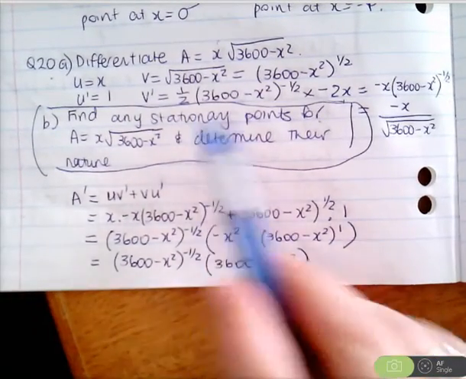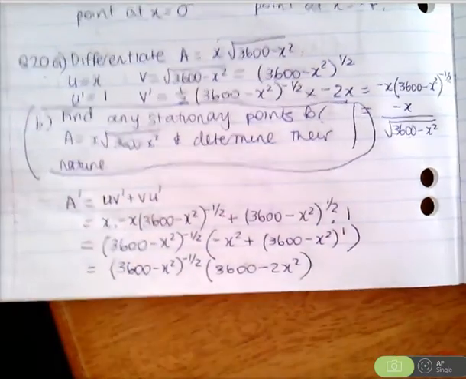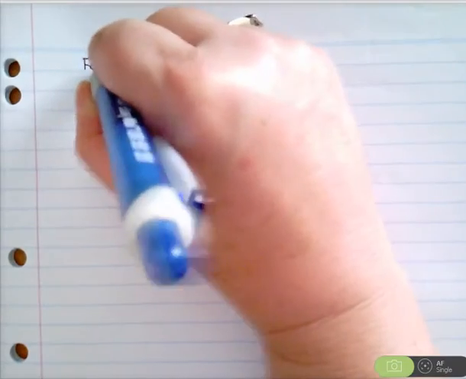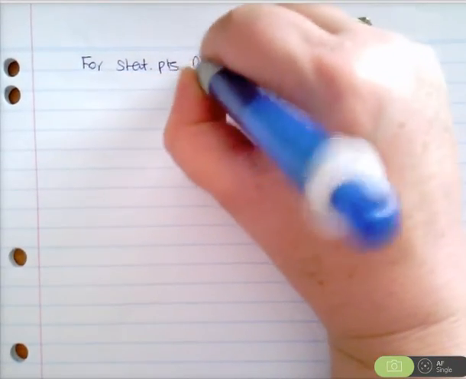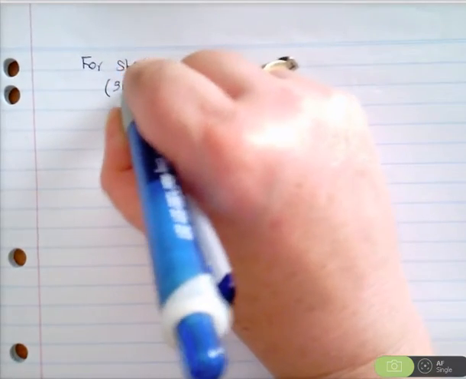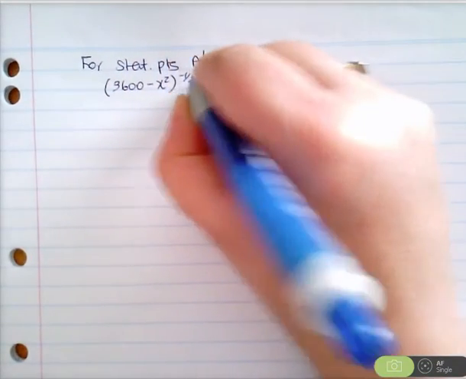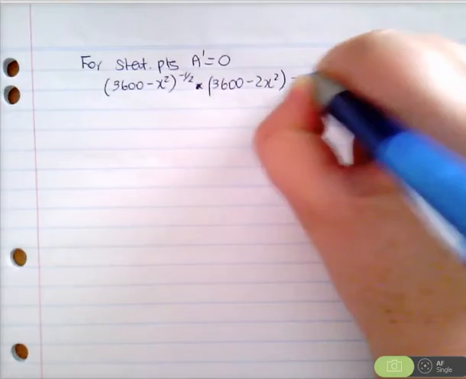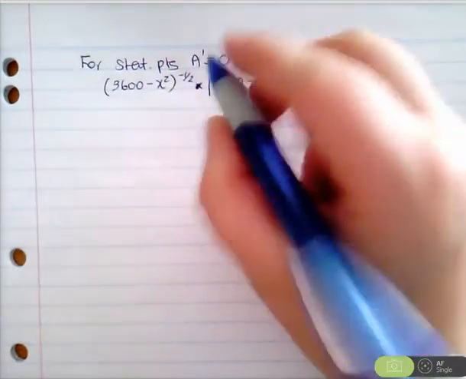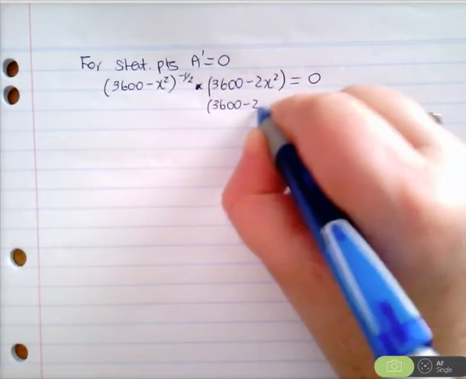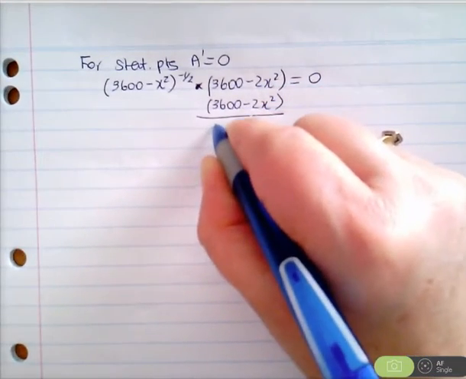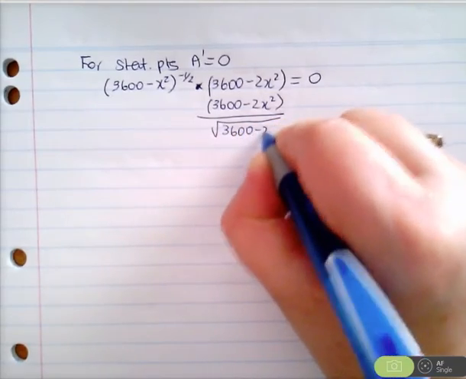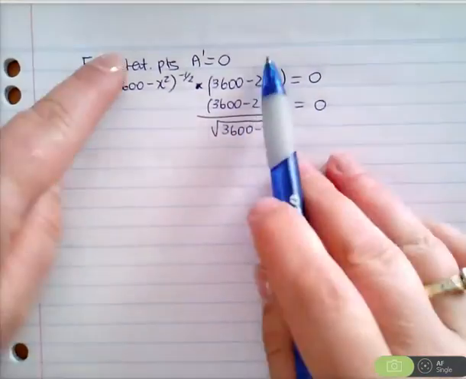Part B, to find any stationary points for that curve and determine their nature. So we're just going to put that expression there equal to 0 and solve. So therefore, for stationary points, a dash equals 0. In other words, 3,600 minus x squared to the power of negative a half times, well, I'll just put bracket, 3,600 minus 2x squared equals 0. Now I'm going to write that now as a fraction. So 3,600 minus 2x squared over the square root of 3,600 minus x squared equals 0. That is what that is equivalent to.